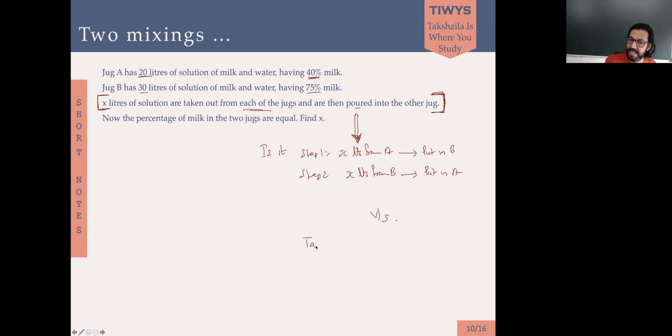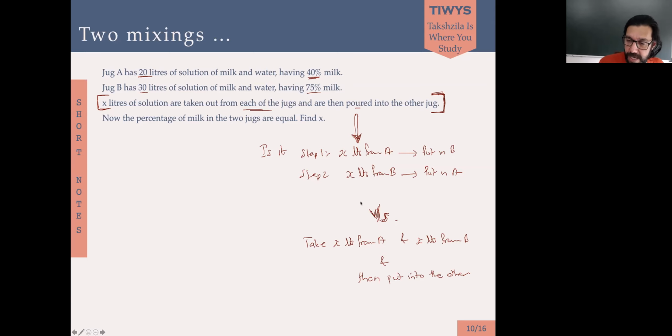Take X liters from A, and I'm just repeating, and X liters from B. So take them out first, and then interchange, put into the other. Are the two different? I hope you all realize, and then please spend some time thinking what is happening here.